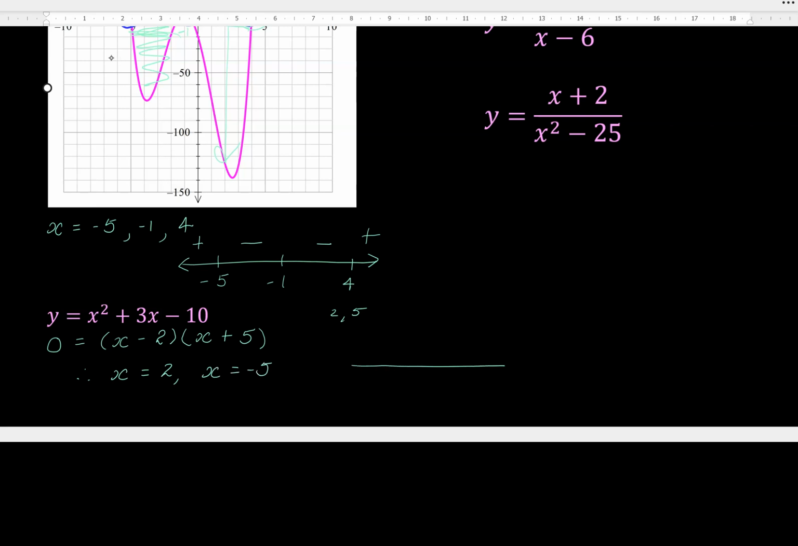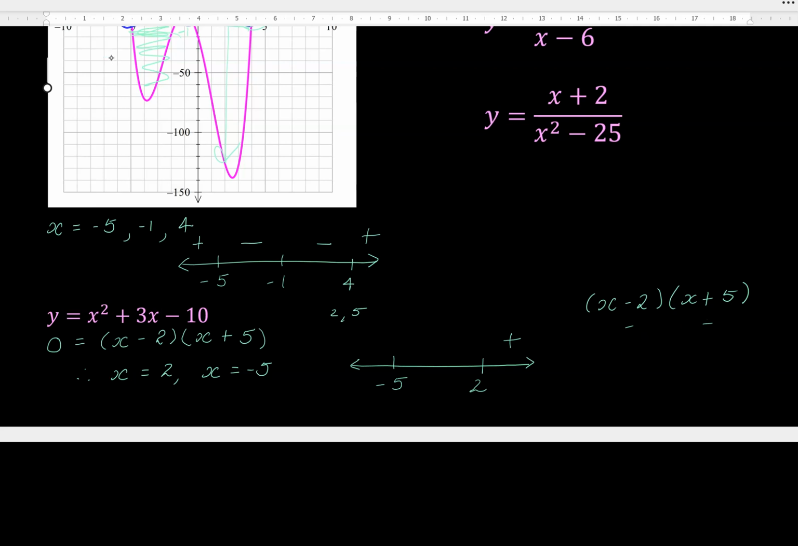Here comes our sign diagram. Again, pop them in order: -5, numerical order, and then 2. Now, because we don't have the graph, we pick a value this side of 2. I'm going to go big, I'm going to go 10. I pop that back into my factorized form because this will make life really simple. When x is 10, 10 take 2 is definitely positive, and 10 plus 5 is also definitely positive, so that's going to be positive there.